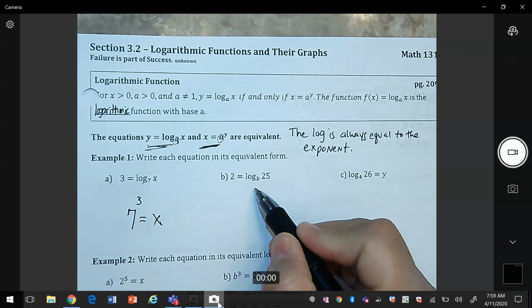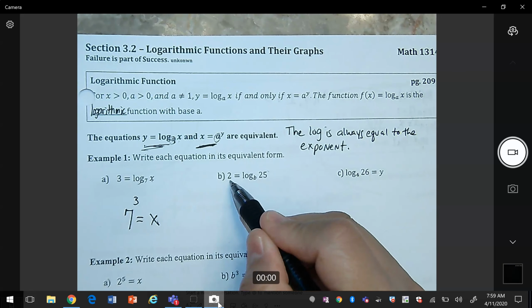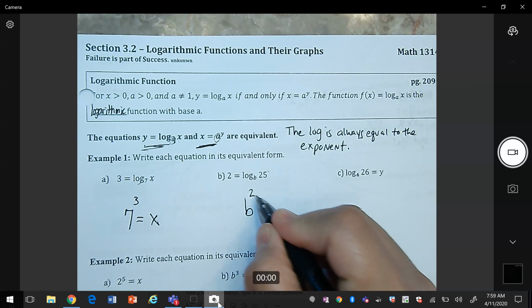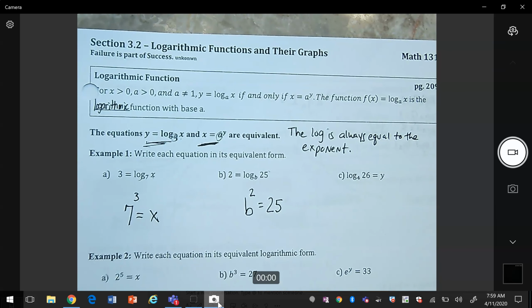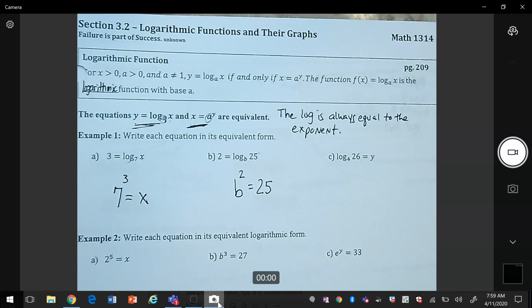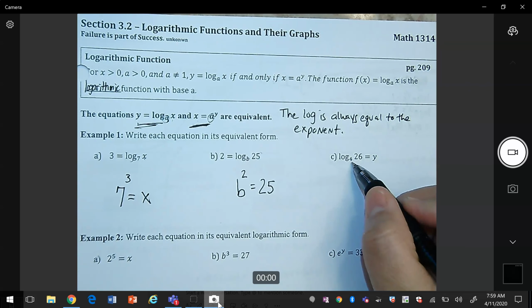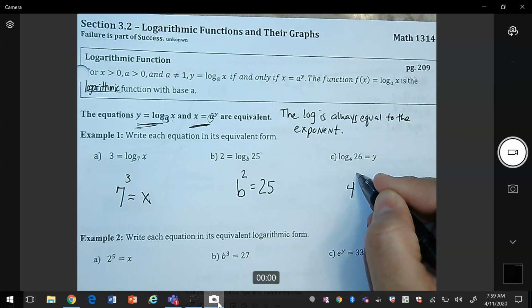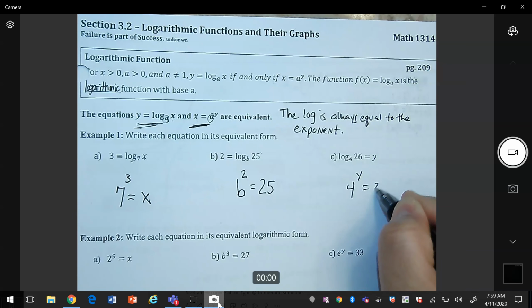If we look at letter B, the base is b. The log is equal to 2, so that's going to be your exponent, 25. We don't have to solve for these as we're just writing the equivalent form. So the base here is 4. The log is equal to y, so y is your exponent, 26.